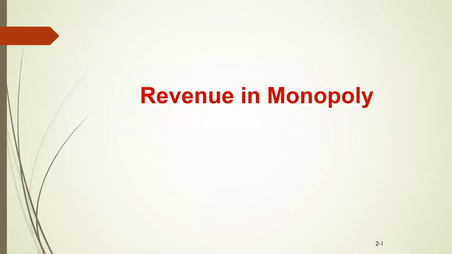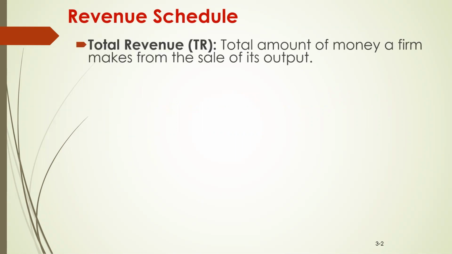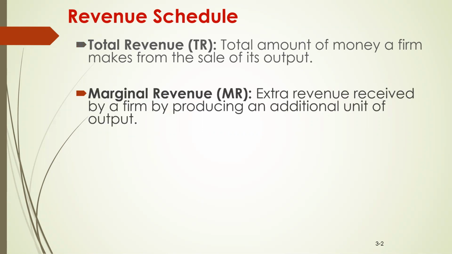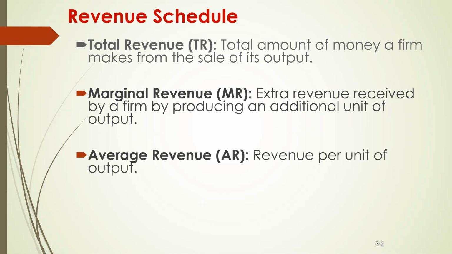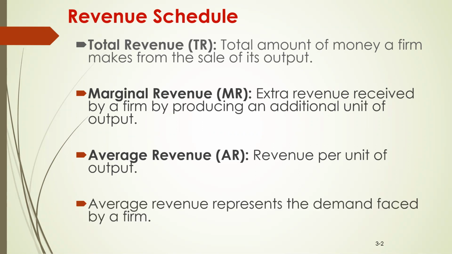Hello everyone. In this video, we are going to learn about calculation of revenue in monopoly and its importance. So revenue schedule includes three types of revenue. Total revenue, that means total amount of money a firm makes from the sale of its output. Marginal is every time you produce an additional unit, how much is the extra revenue? And average is revenue per unit of output. In general, average revenue represents the demand faced by the firm.